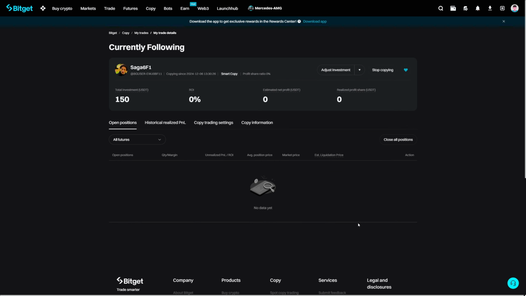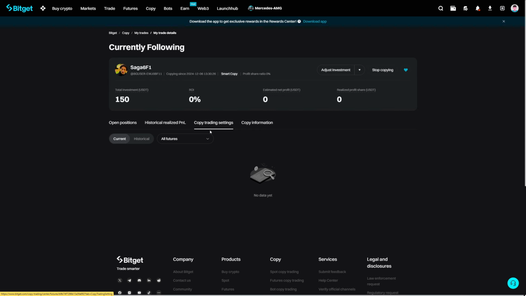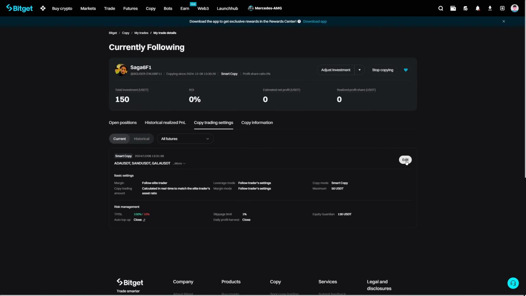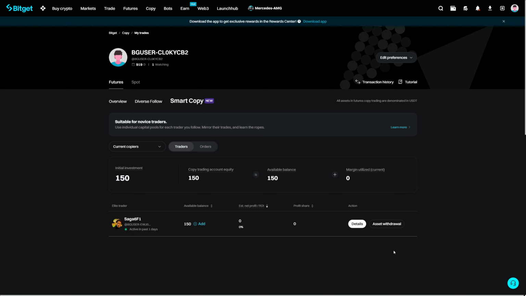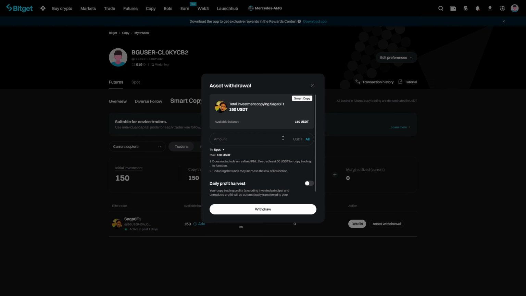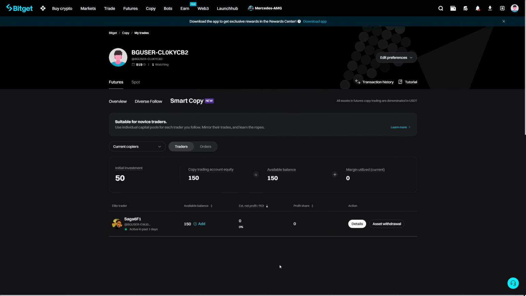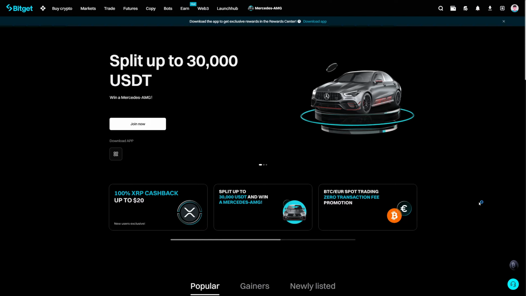You can also click on details to see more insights, but so far he didn't make any trades. And then you can also in this section edit the settings, copy trading settings right here, and then click on edit if you want to make some changes to it. If you want to completely cancel the copy trading, click on asset withdraw on the right hand side, then the amount. I now click on all, and then I withdraw the money. And that's how you can start copy trading on Bitget.